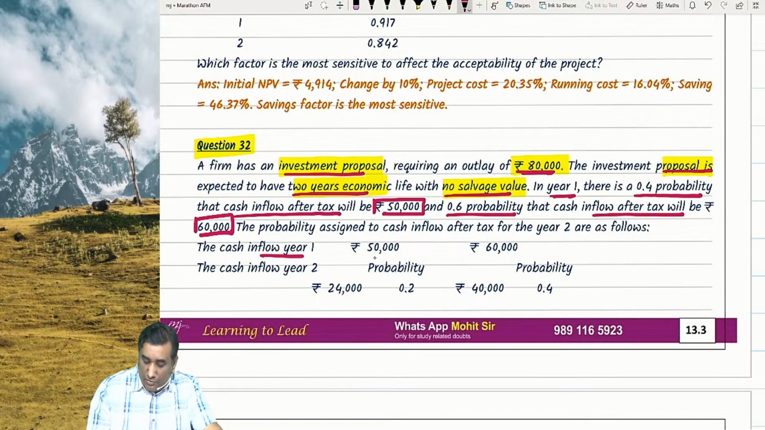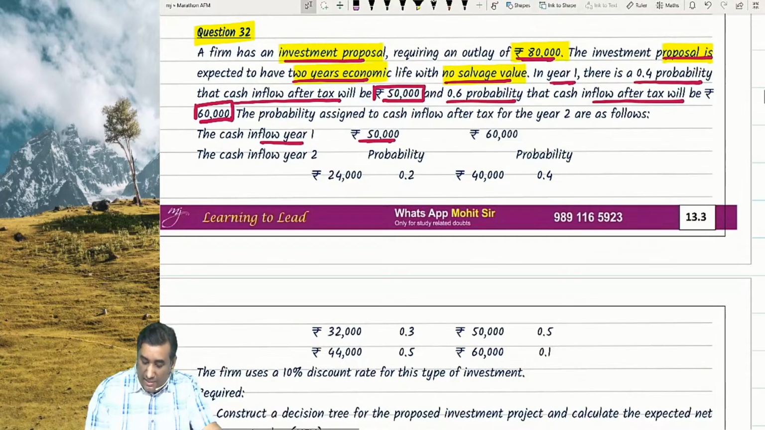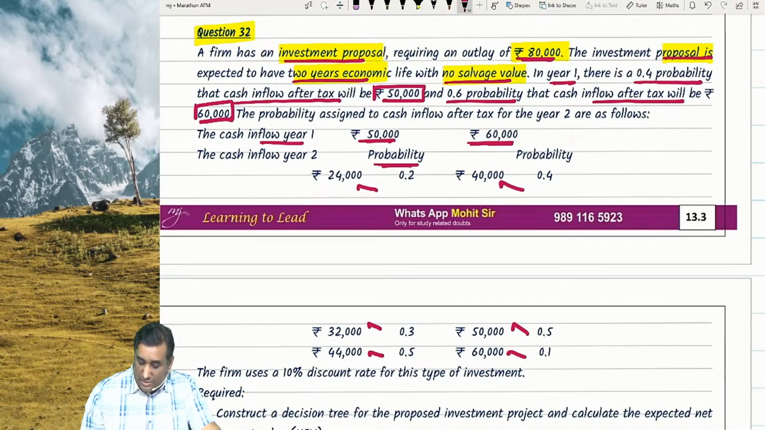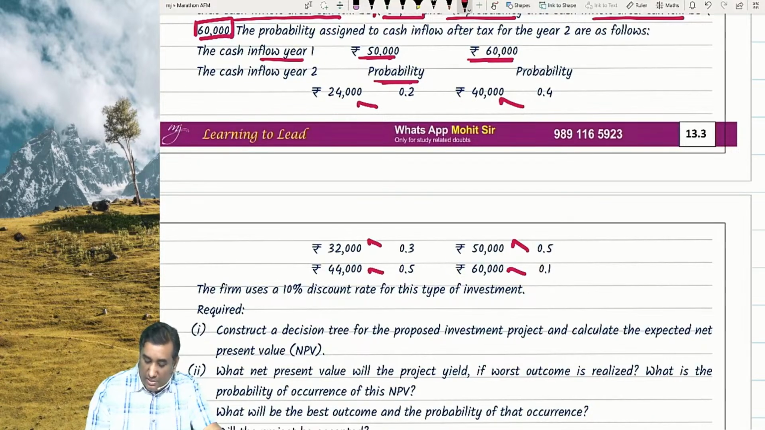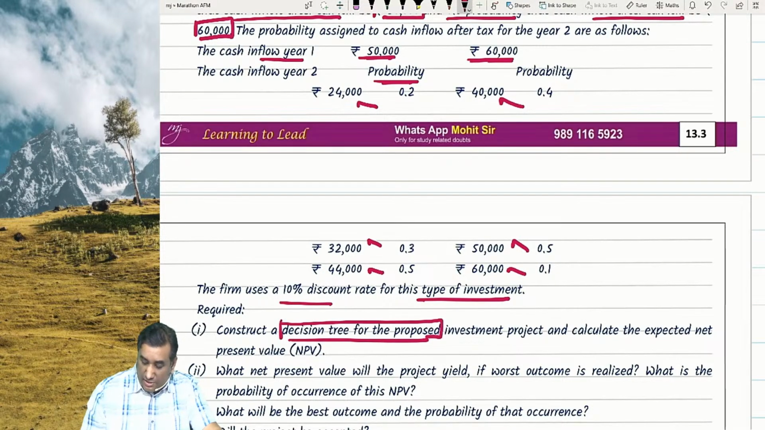If in the first year you earn 50, then the second year would be 24,000, 32,000 or 44,000, with their respective probabilities. If in the first year you earn 60, then the second year would be 40, 50 or 60. Use a 10% discount rate for this type of investment. Construct a decision tree and calculate the expected NPV.